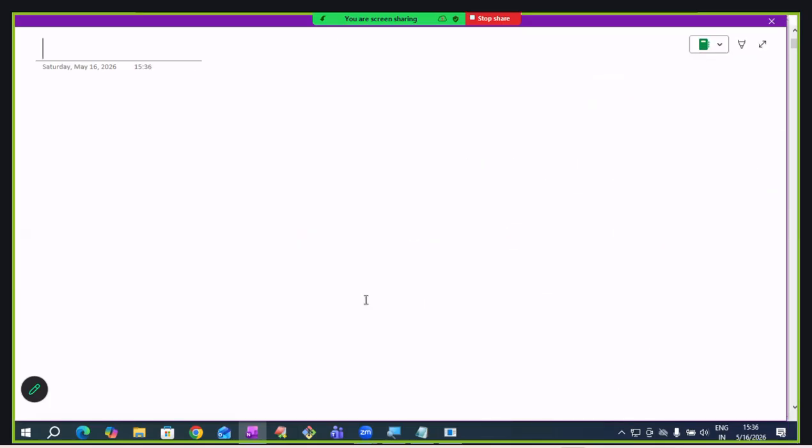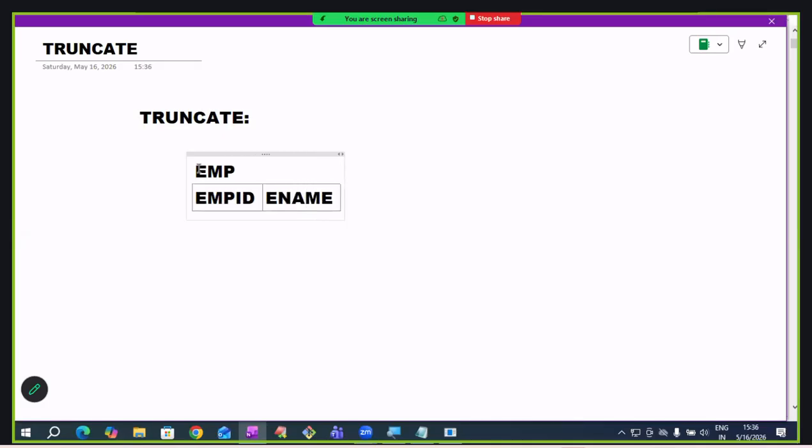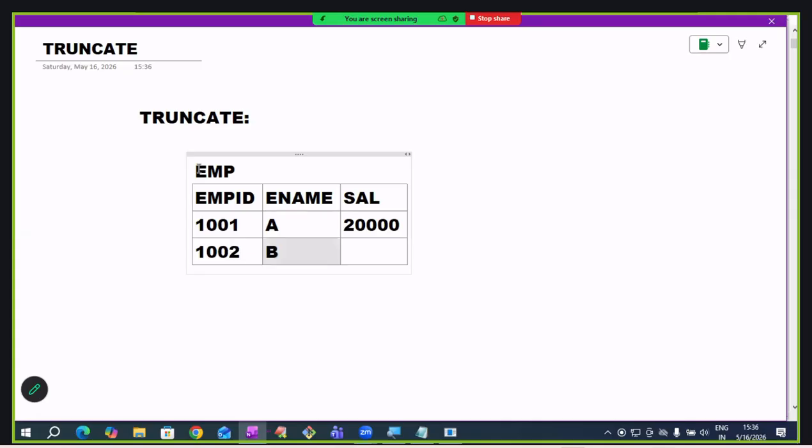Next command, truncate. Truncate command. Truncate. Okay. Listen. You already know that a table contains table structure plus table data. A table contains table structure plus table data. You already know this point.